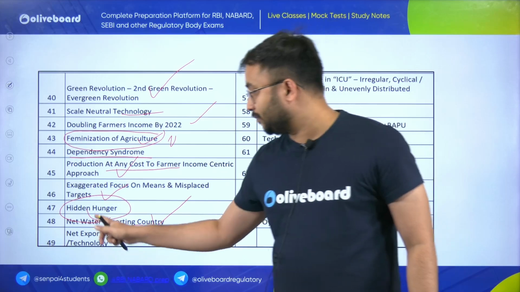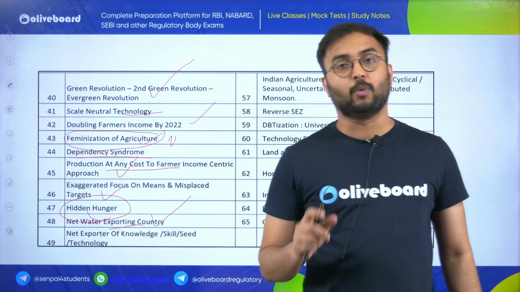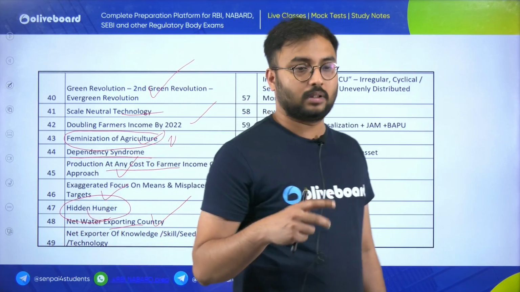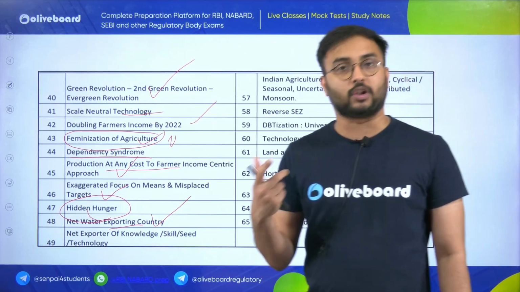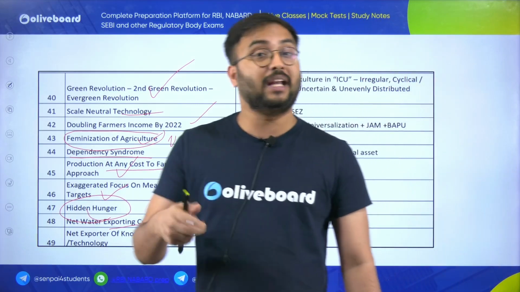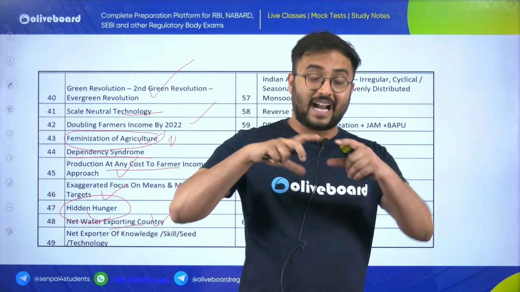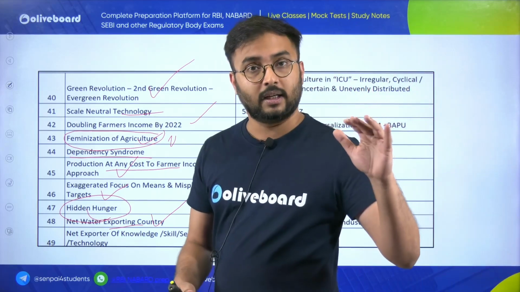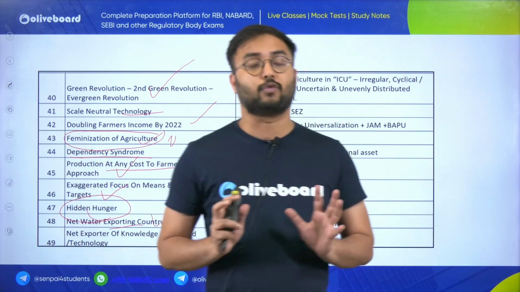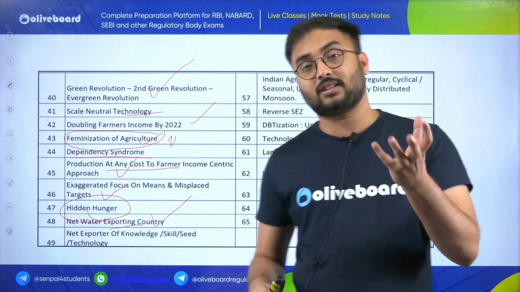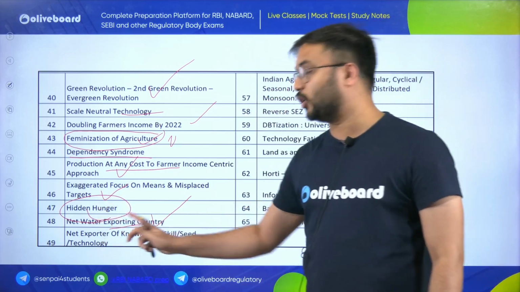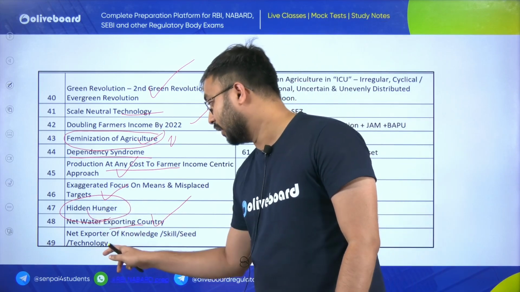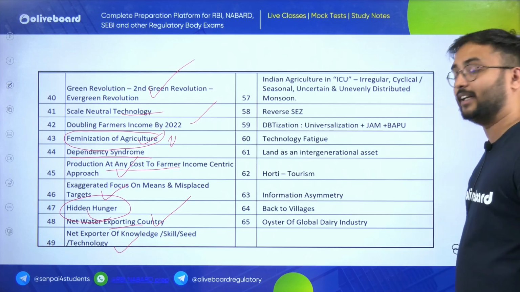So a net water exporting country is nothing but, suppose India is exporting 10,000 metric tons of cotton, or cotton in bales. So that cotton is exported, and suppose X amount of water is utilized for growing that complete tonnage of cotton. You understood? So that X amount is nothing but the net water exported to the foreign country. So this is nothing but net water exporting. Net exporter of knowledge, skills, seed and technology.